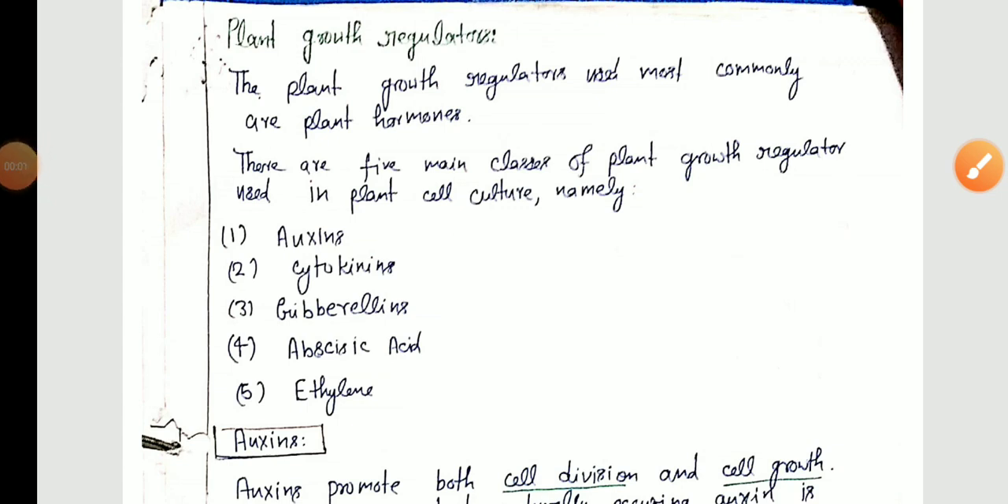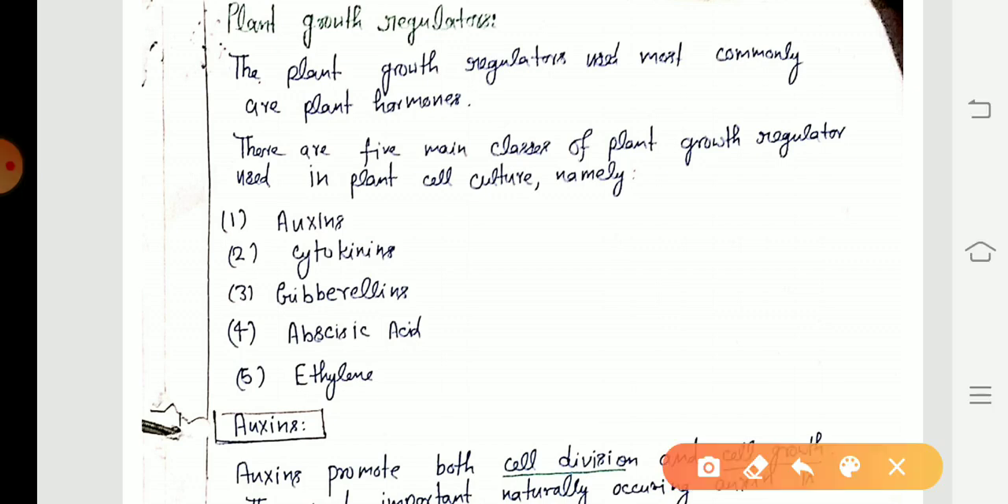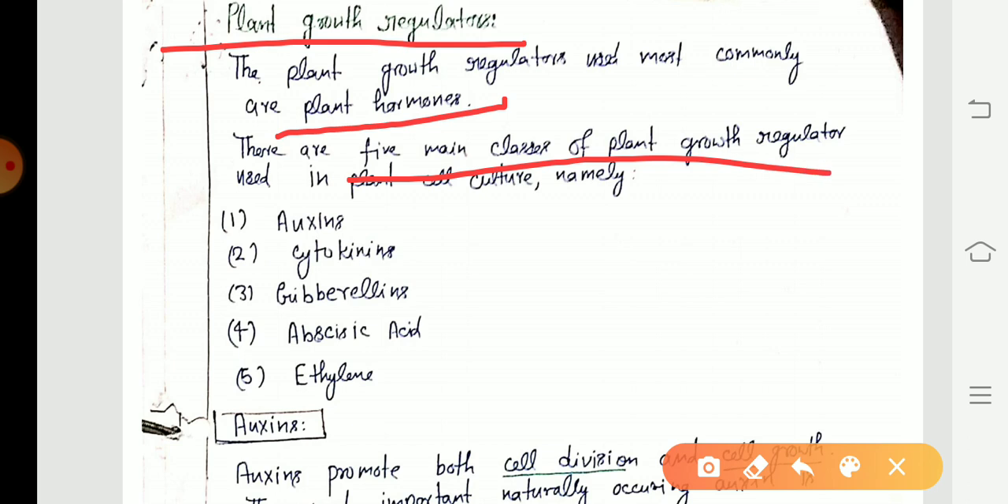Today's topic is plant growth regulators. What are plant growth regulators? Plant growth regulators are plant hormones. There are five main classes of plant growth regulators: auxins, cytokinins, gibberellins, abscisic acid, and ethylene.